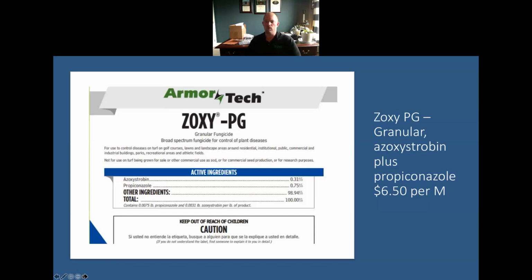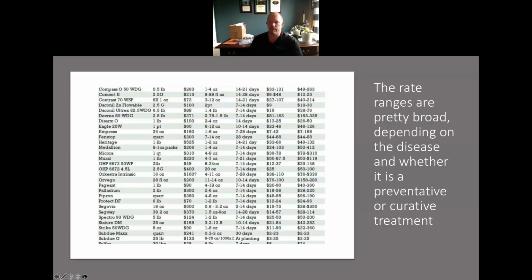It will help you with things like Pythium, but a little bit cheaper price point at $6.50 per 1,000 square feet. That's pretty much a set rate, just like Pillar, one rate, one price. So kind of easy on that front too.